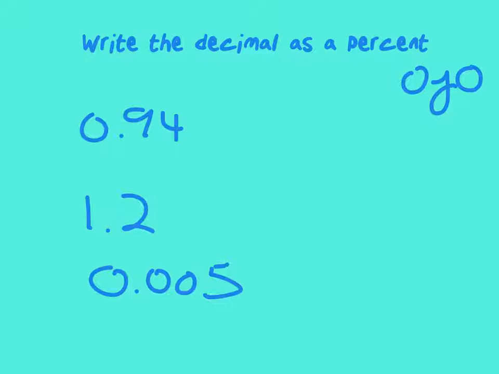Here's a couple for you to try on your own: 0.94, 1.2, and 0.005. Try turning each of those decimals into a percent using the steps that we just went over.